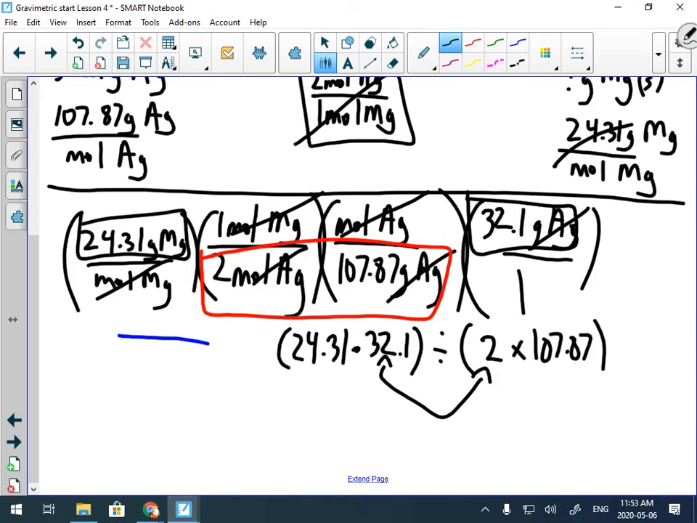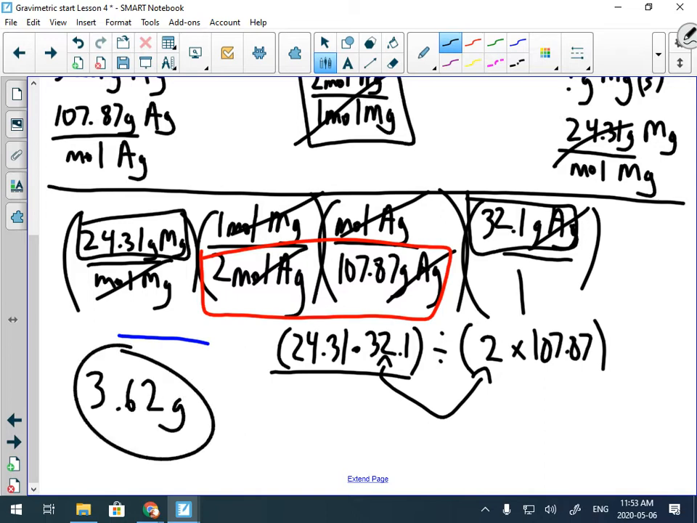Okay, so it's 24.31 times 32.1. When I cheat a bit, I go divide by. I don't put brackets around the first bit on my calculator because it can do it without brackets. The second part, I do put brackets around. Then I go bracket 2 times 107.87, close brackets. And to 3 sig figs, I get 3.62 grams, mass to mass.